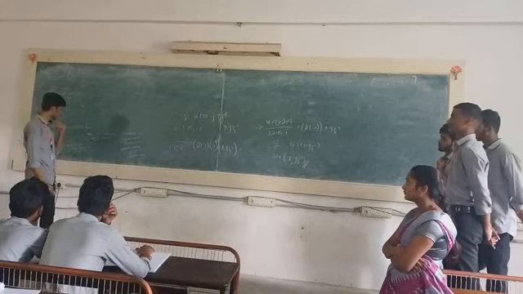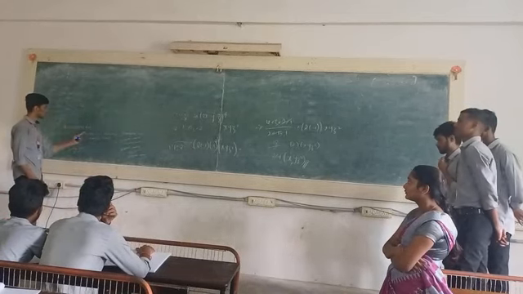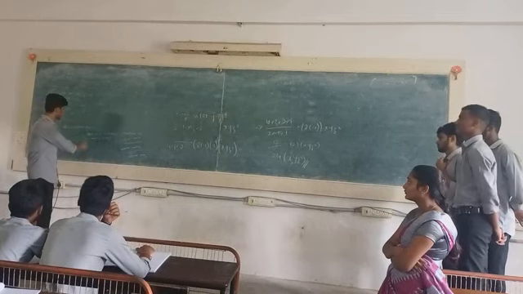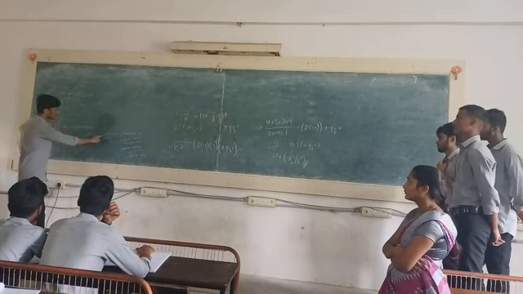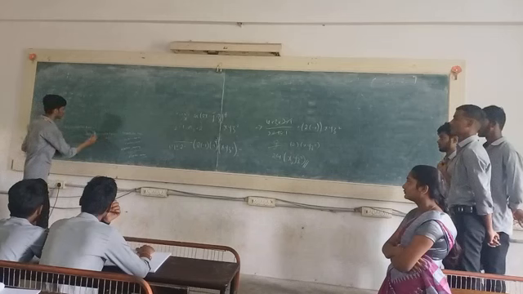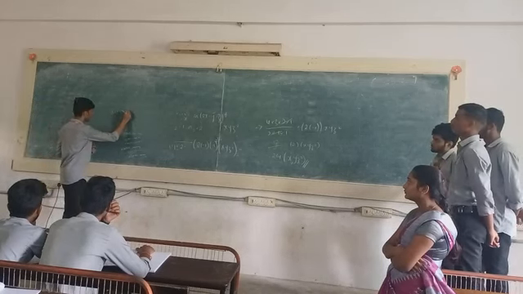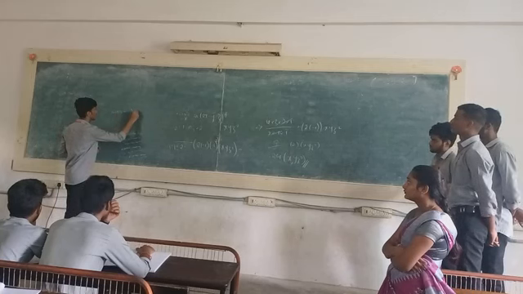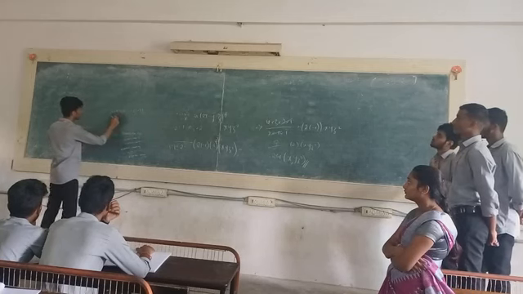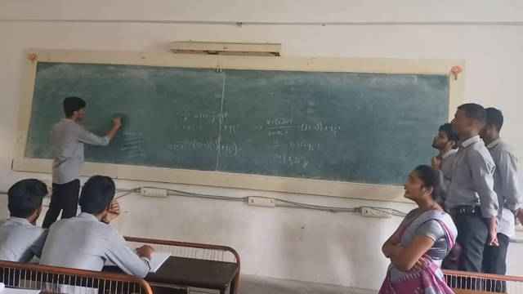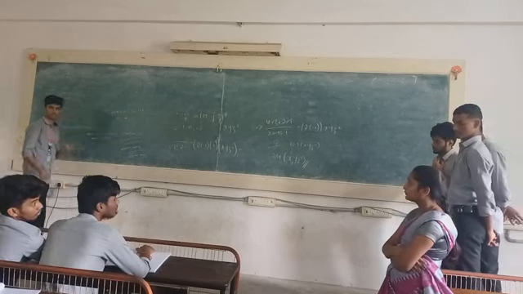The rules of integers. This is an associative law. Associative means side by side. A plus B plus C is equal to, we can write it as A plus B plus C. For example, let us take 2 plus 1 plus 3 is equals to 2 plus 1 plus 3. Here the thing will be like 6 is equals to 6. That is called as associative law.